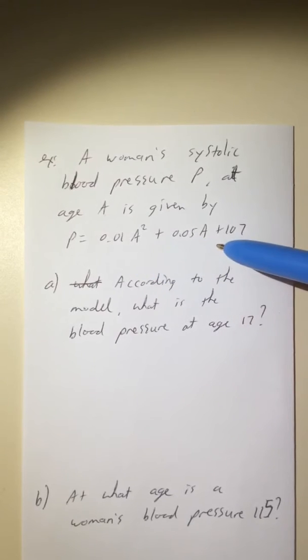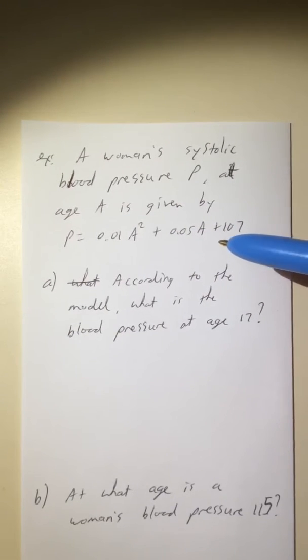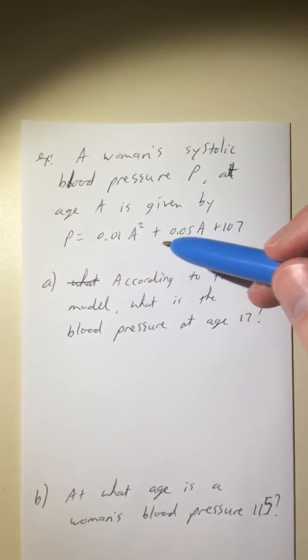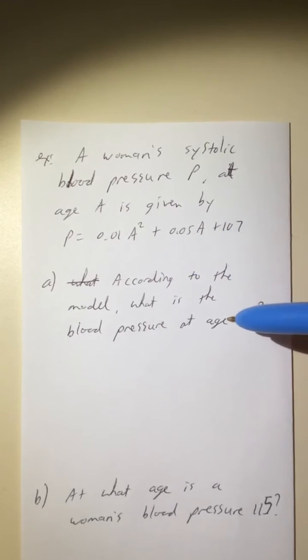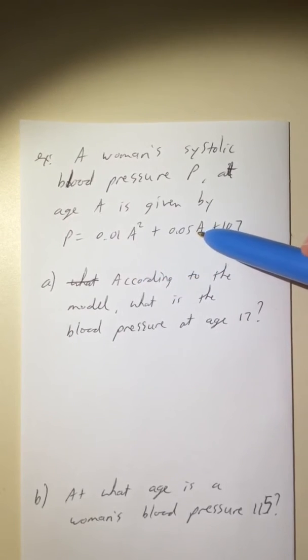So this is our model, and remember, a model is like a weather report. It is our best guess based on data and numbers and formulas and equations like this that indicate what will be happening. So according to our model, which again is not perfect, what is the blood pressure going to be at age 17? We're just going to plug 17 into here, and we'll get our answer.